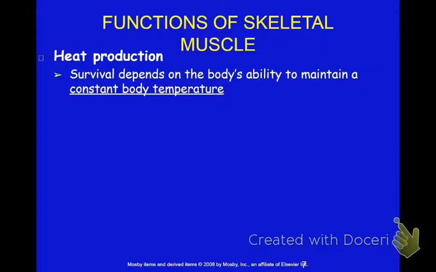Here we go. Heat production. This is the third main biggie associated with skeletal muscle. So far, everything that we've been looking at has been associated with skeletal muscle. Okay, maintaining your posture, movement, and heat production. These are the 3 big ones that are associated with skeletal muscle specifically, okay?